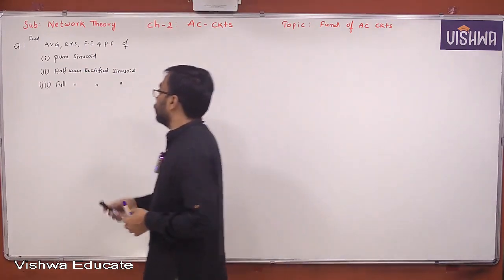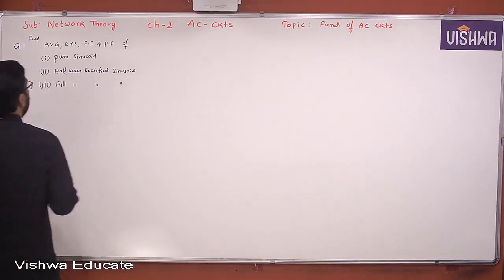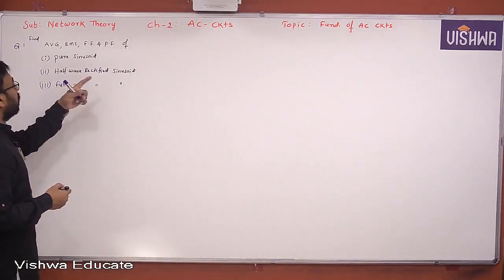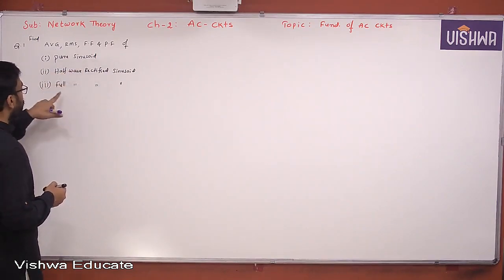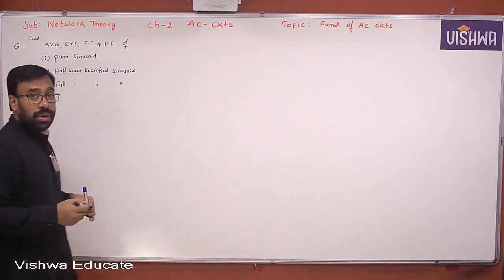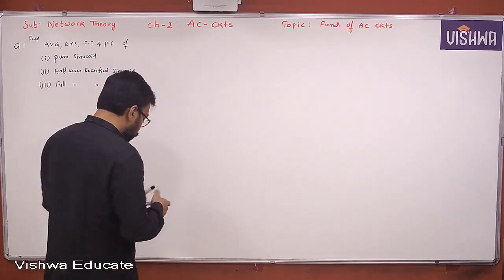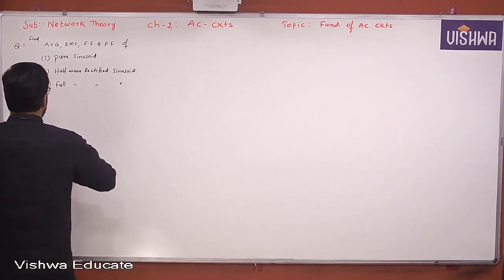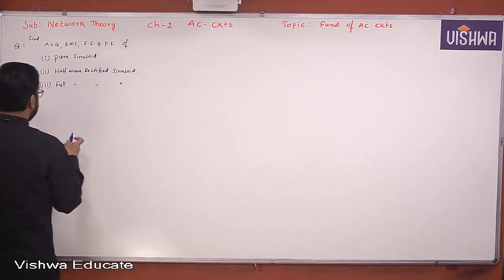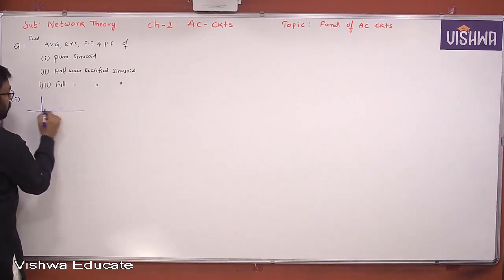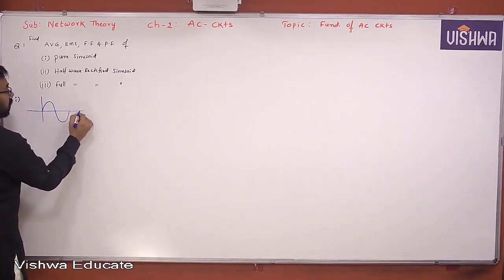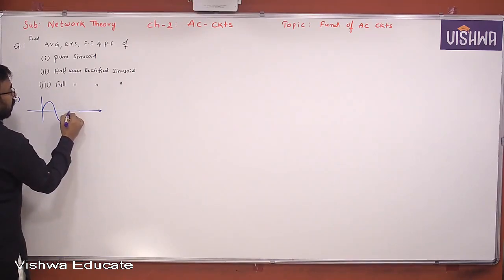So the first question here in the classroom workbook: average, RMS, form factor, peak factor values of pure sinusoid, half wave rectified sinusoid, full wave rectified sinusoid. Okay, so let's look at the first one. You know what a pure sine wave is already, how you define the pure sinusoid, right? So the first one I deal with here, the sinusoid. It's a periodic waveform.